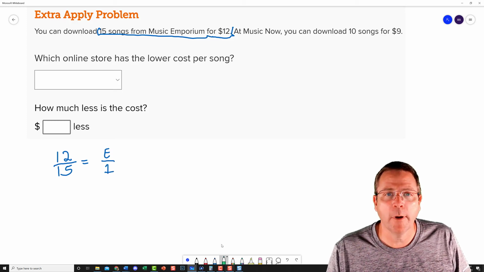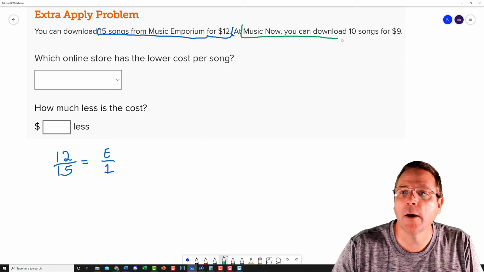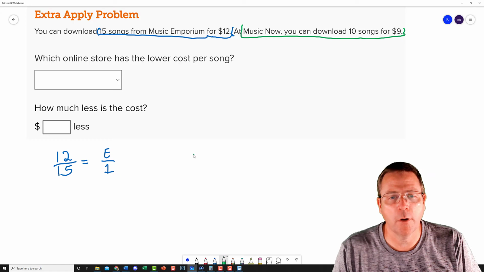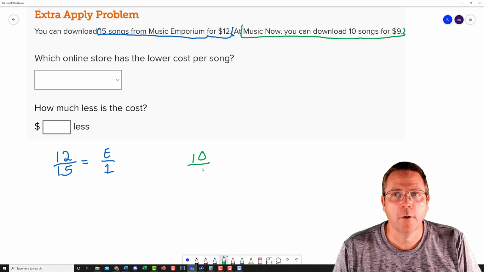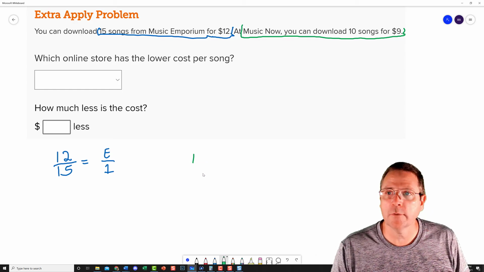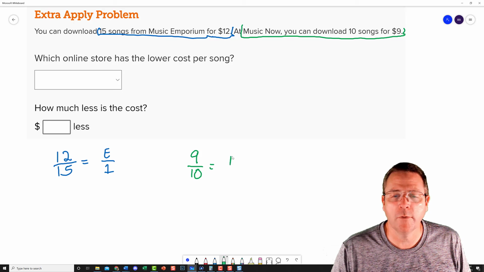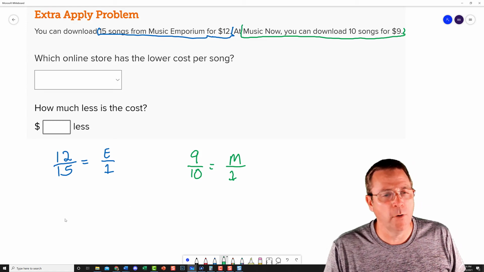And the other problem I'm going to set up is for Music Now. At Music Now, we get 10 songs for $9. So I say 10 songs for $9. Oops, I think I set that one wrong. I did set that one up wrong. They set us up for failure there, laying it backwards. The money goes on top. The number of songs goes on the bottom, is equal to, and we'll call this M for Music Now, over 1 song.